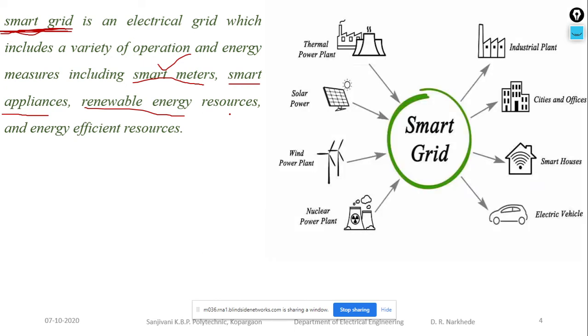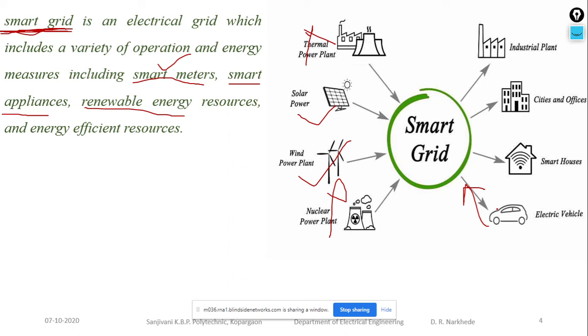So basically in the smart grid, there is bi-directional communication. We are integrating renewable as well as non-renewable sources, and we are trying to improve the power generation with the help of renewables. Solar may be there, wind may be there, and we are going to use these sources to the maximum extent possible, and we will try to reduce the dependency on thermal and nuclear power plants. Okay, and then we are going to connect the industrial power plants, cities, offices, smart houses, and electric vehicles. These electric vehicles may supply power to your grid also.